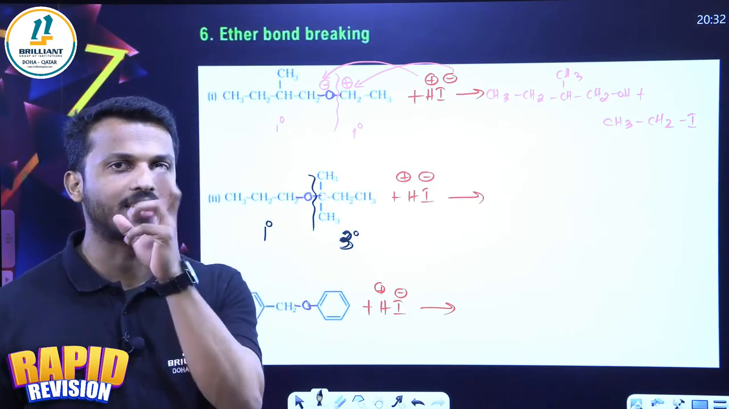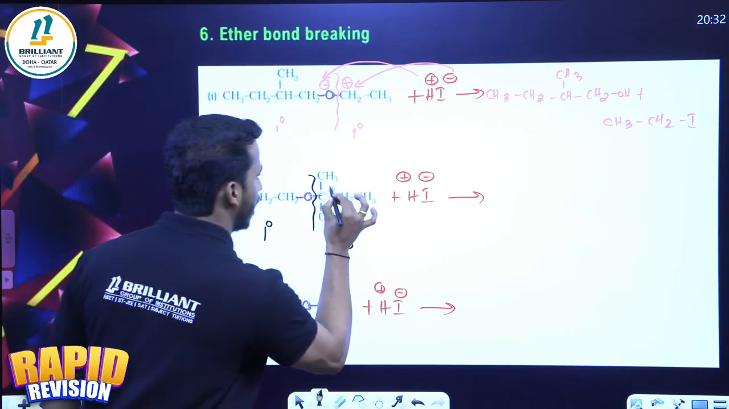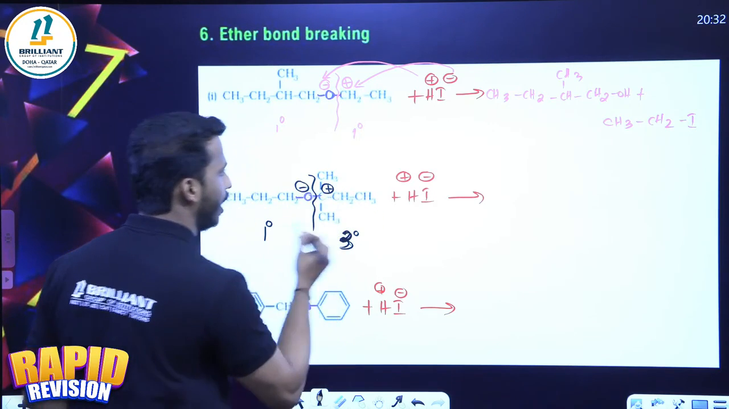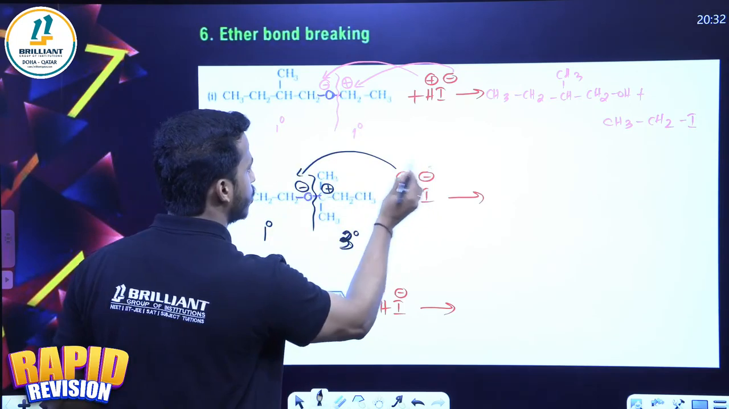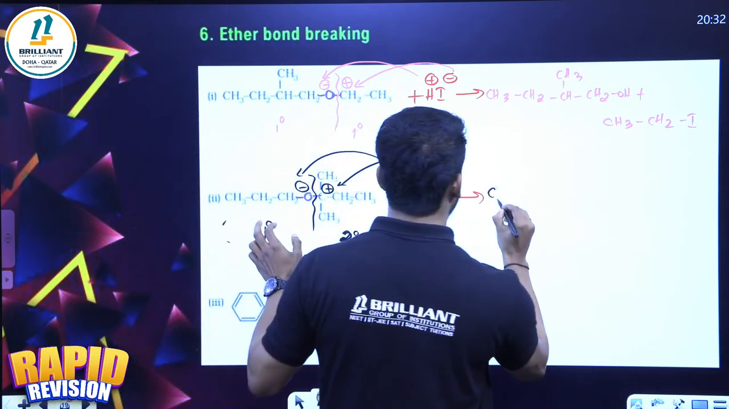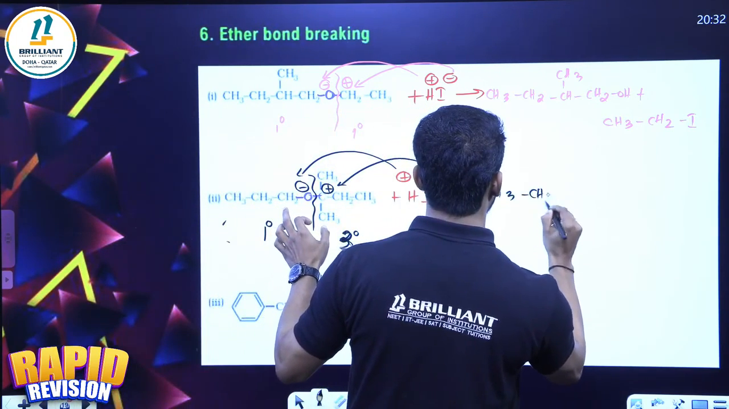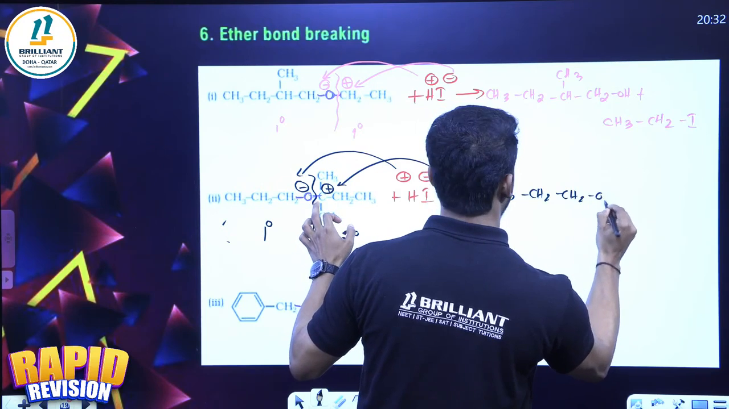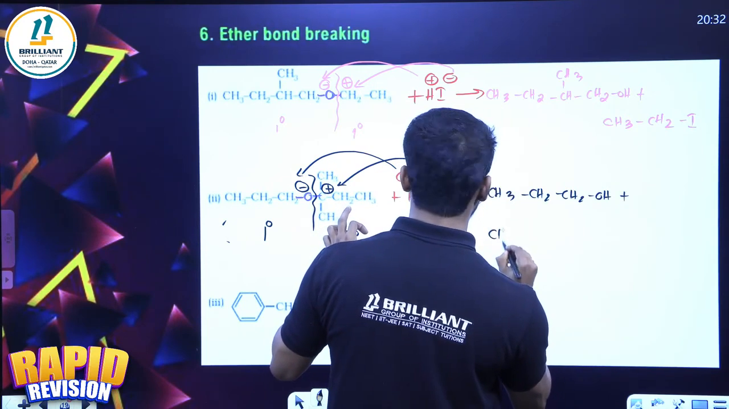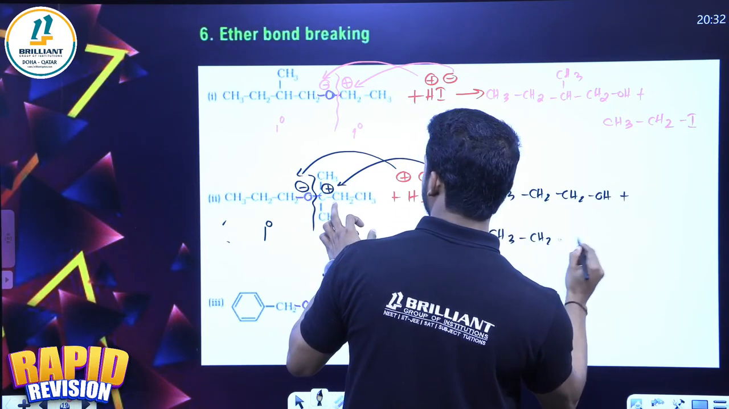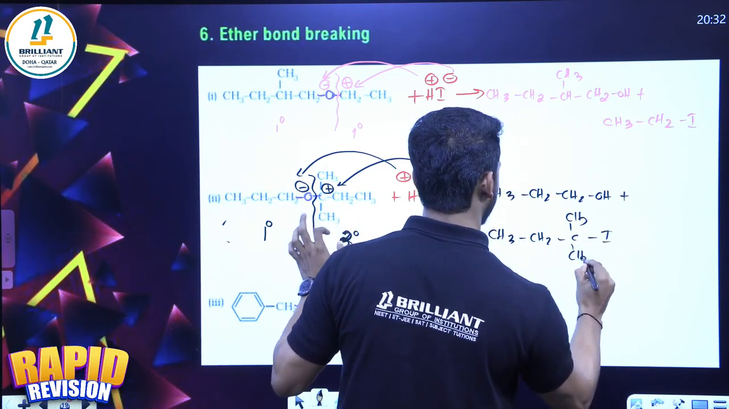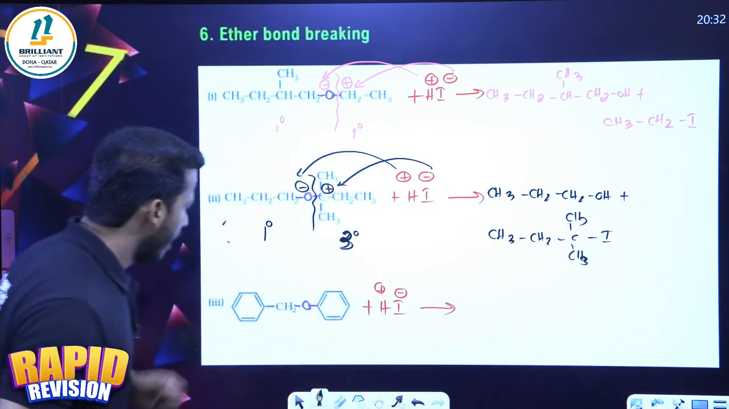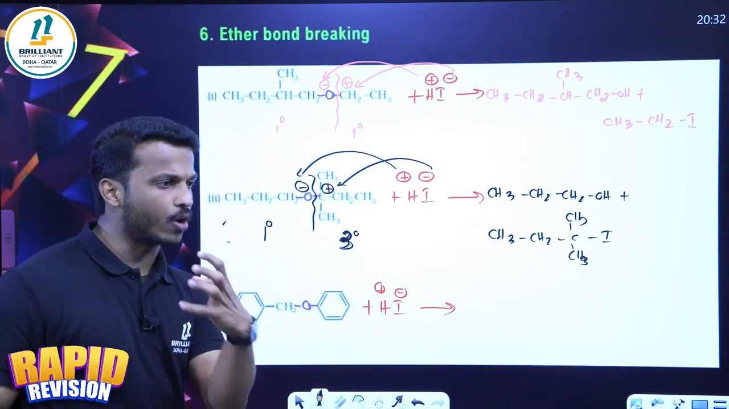It follows the normal SN1 mechanism. Carbon carries positive, oxygen carries negative, and we just interchange the ions. H plus comes to the negative part, I minus goes to the positive part. So you will get CH3CH2CH2OH plus CH3CH2CH3I.